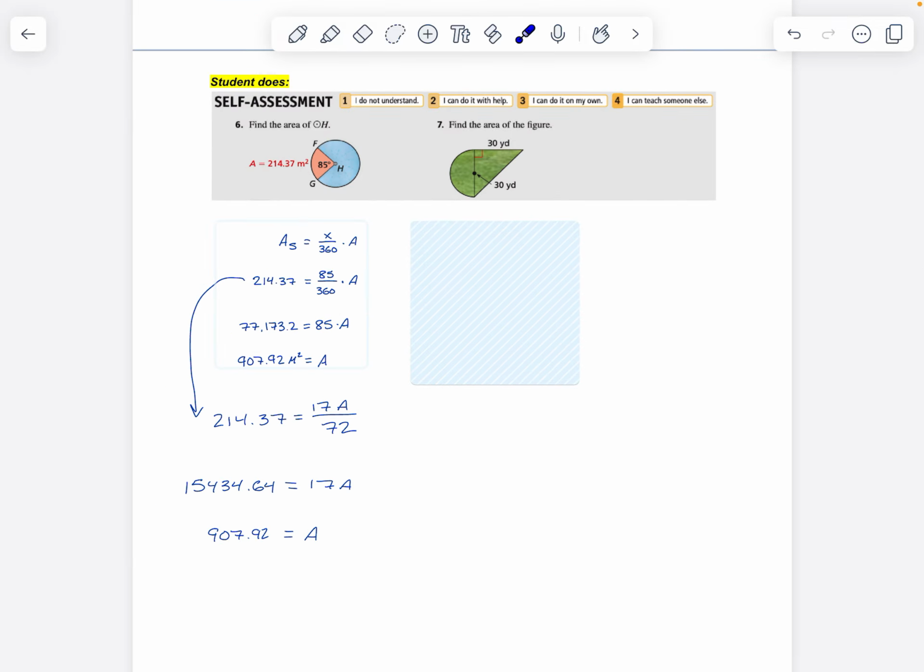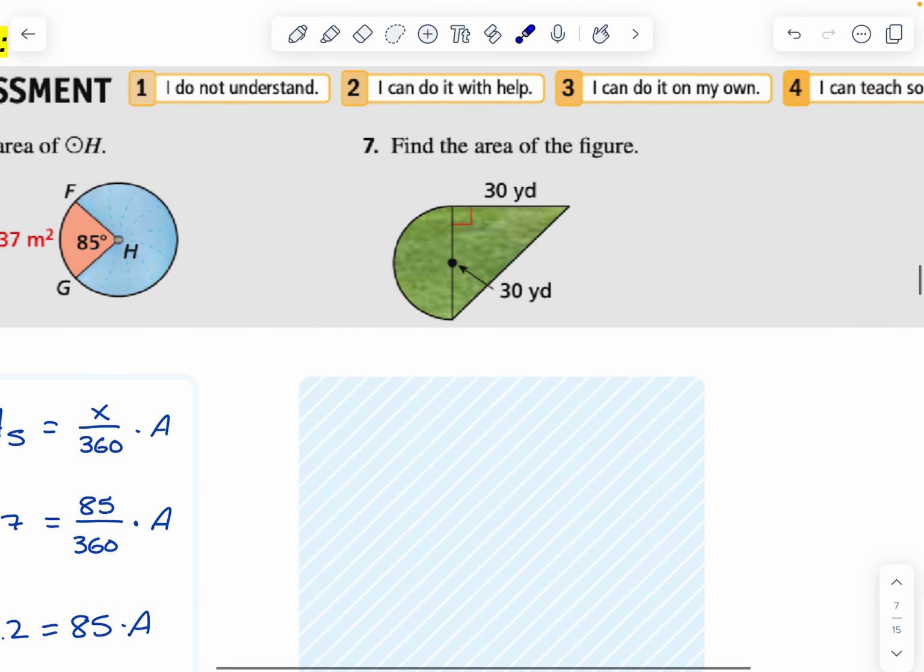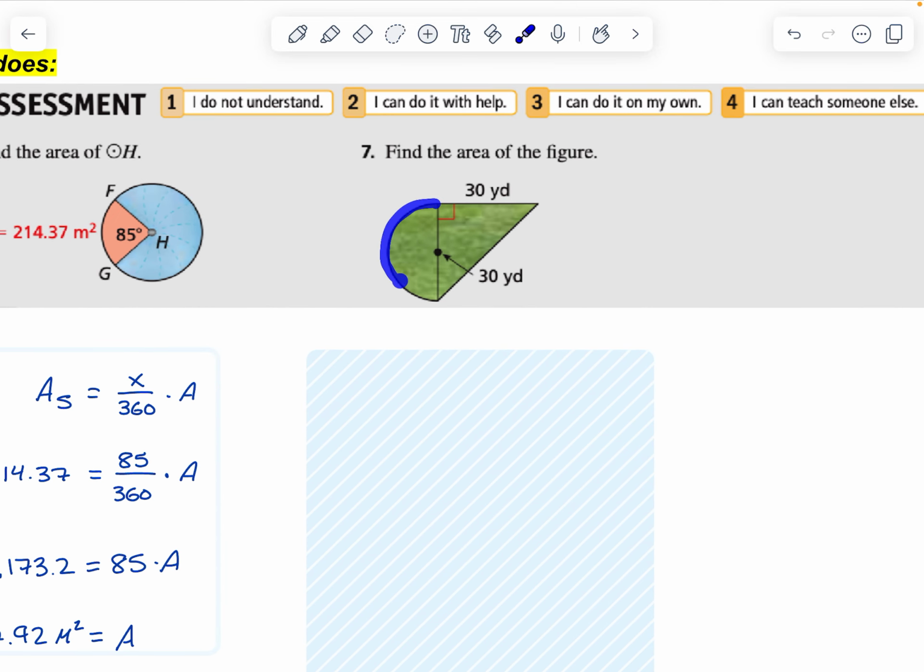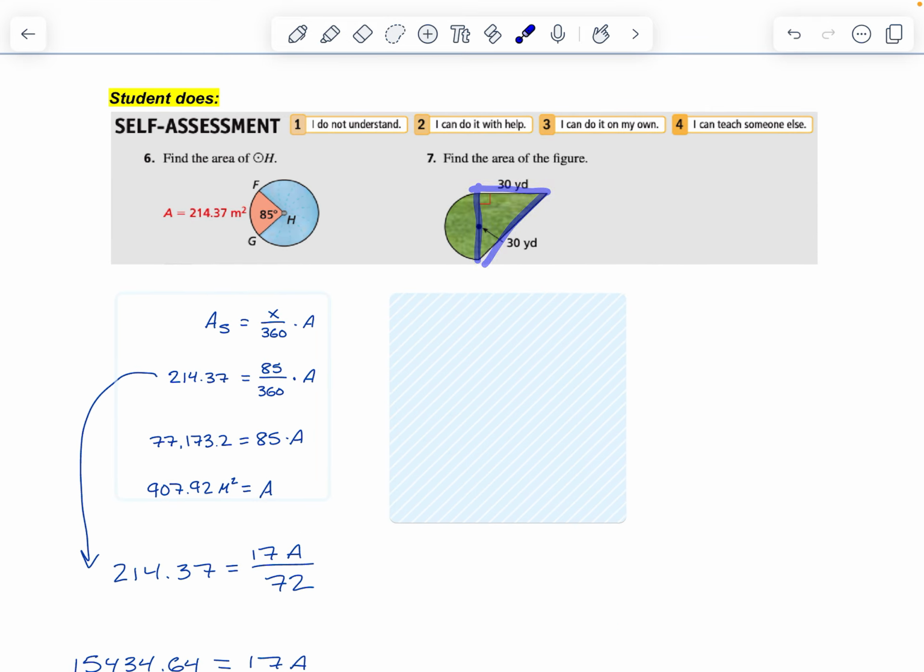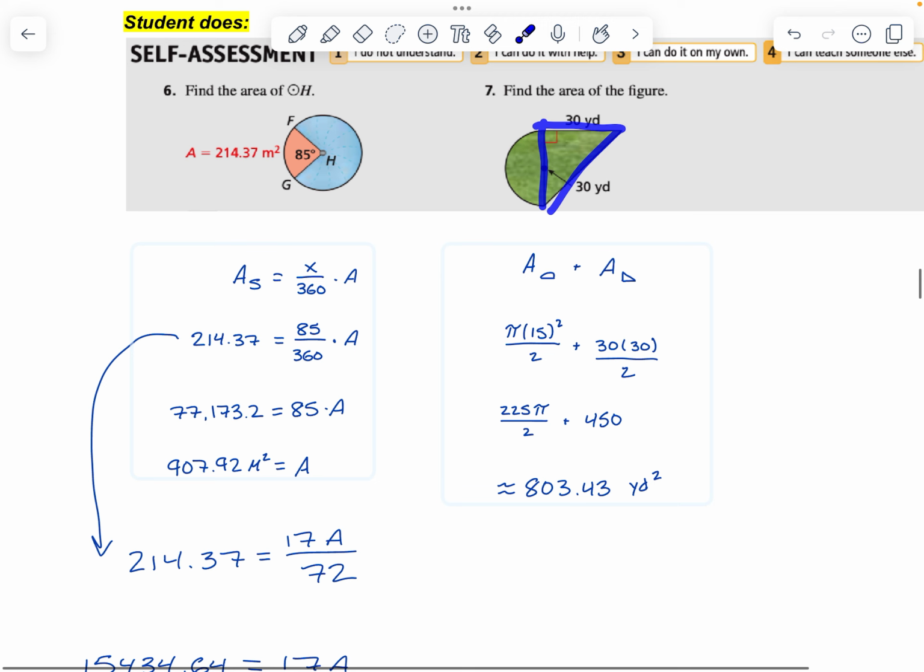For this problem here, we have two shapes that we need to find the area of. We have a semicircle with a diameter of 30, and we have a 30 by 30 triangle. So that's two shapes you got to find the area of. Find the area of your semicircle, add the area of that triangle.